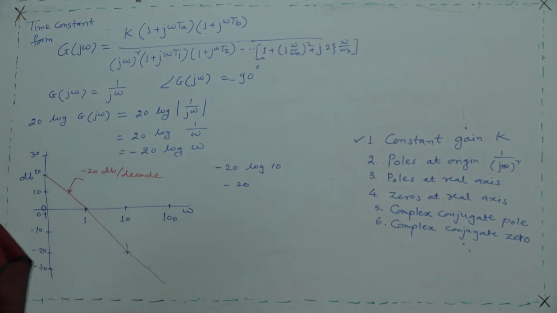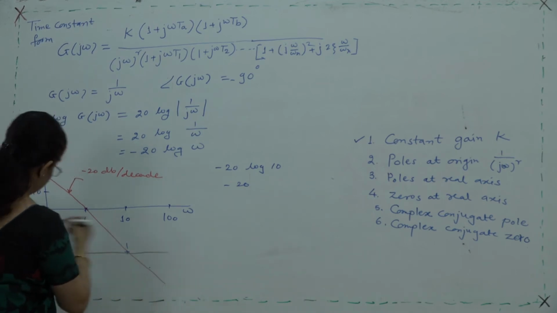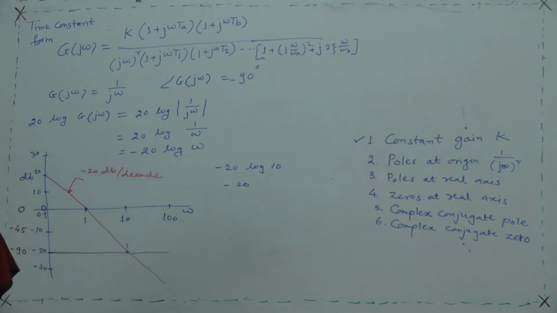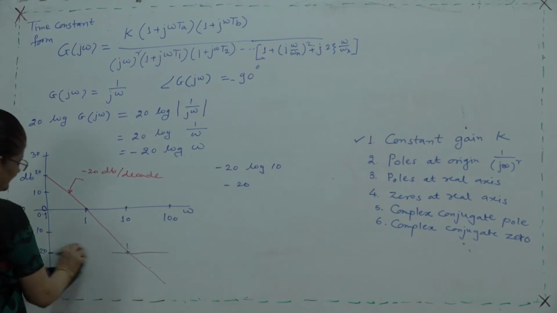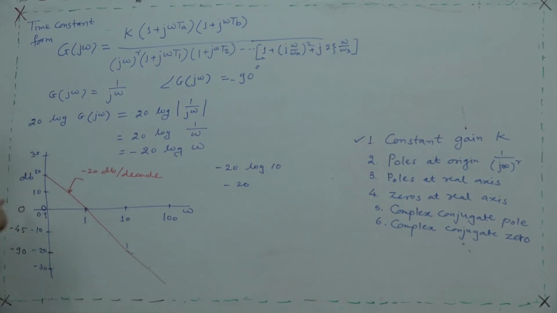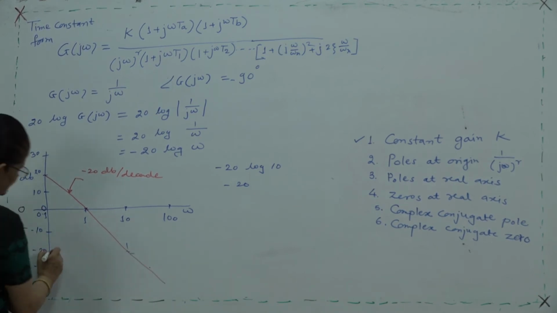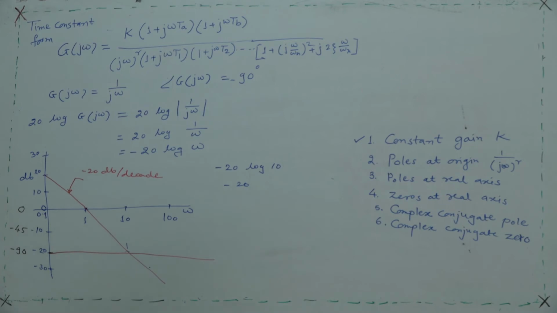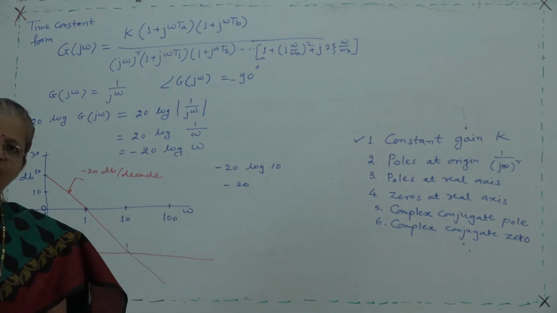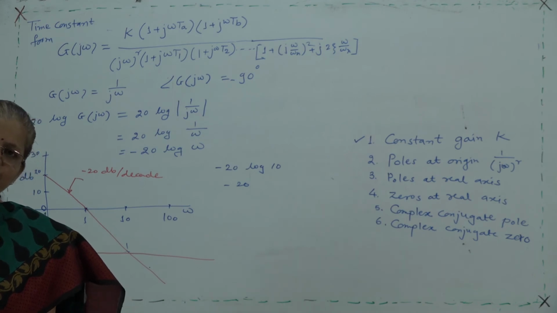So, if I am considering the angle, this is 0, this is minus 45, this is minus 90, then it is constant at minus 90 degrees, and so you will get it here. Sorry, for the Bode plot I will use the red pen, and black is to represent the scale. So, minus 90 constant. So, this is the Bode plot for one pole at origin.